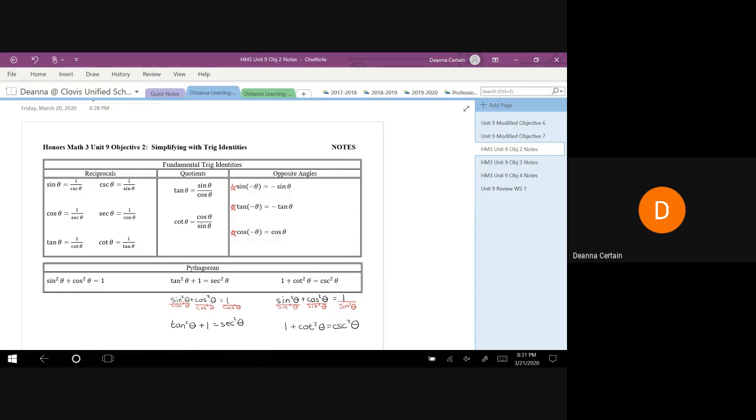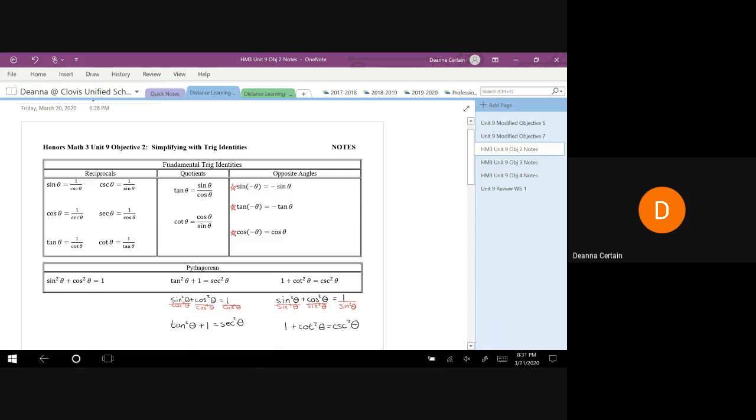Okay, and then down below we have our Pythagorean identities. So sine squared plus cosine squared equals 1. Tangent squared theta plus 1 equals secant squared theta, and 1 plus cotangent squared theta equals cosecant squared theta. And then I worked out really quickly a demonstration of why those are true.